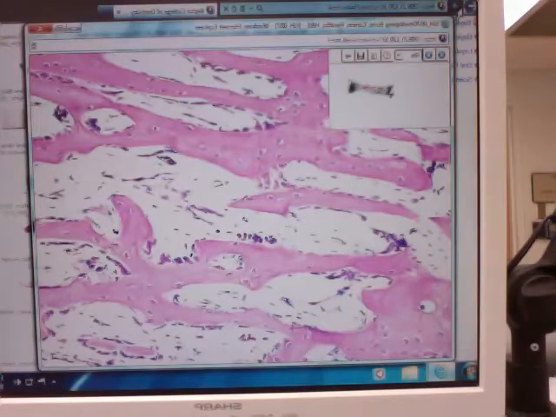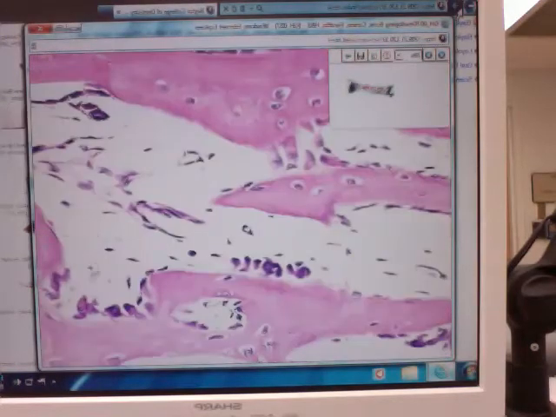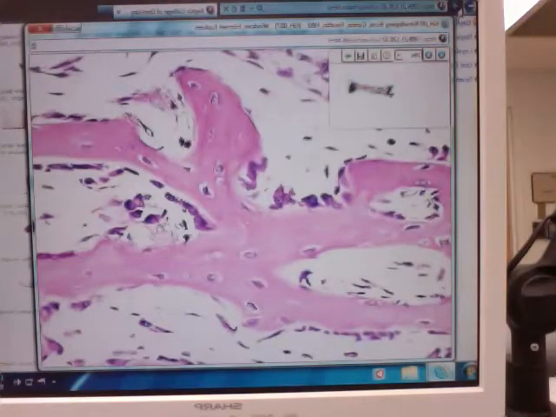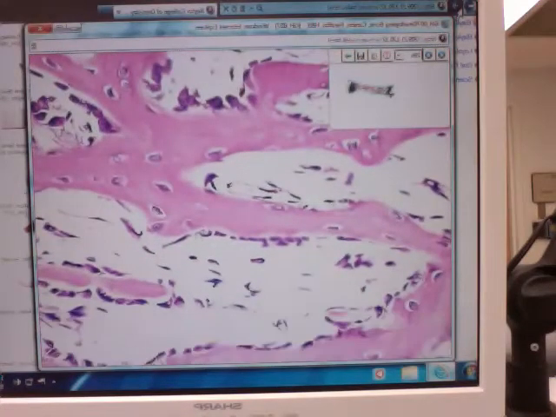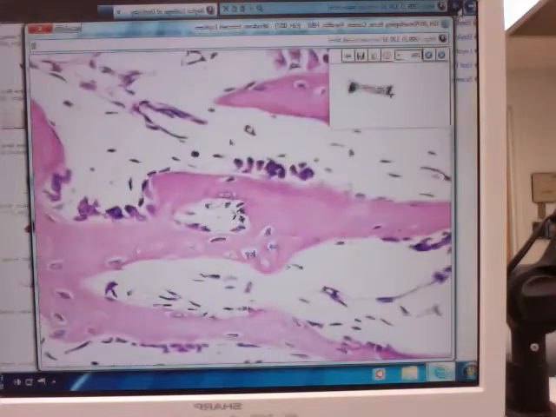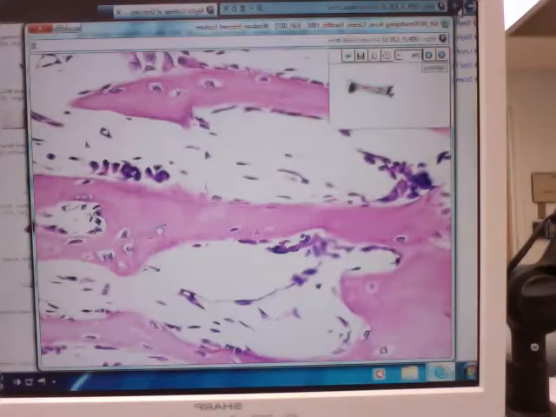And really, if we had a better shot, we could probably magnify it up and even see a real light pink layer right next to these guys that would be osteoid, bone that had just been laid down. But that's pretty hard to see on the slide. But you can almost see light pink right through here, and that's your osteoid. It's just newly laid down bone that hasn't fully mineralized yet.